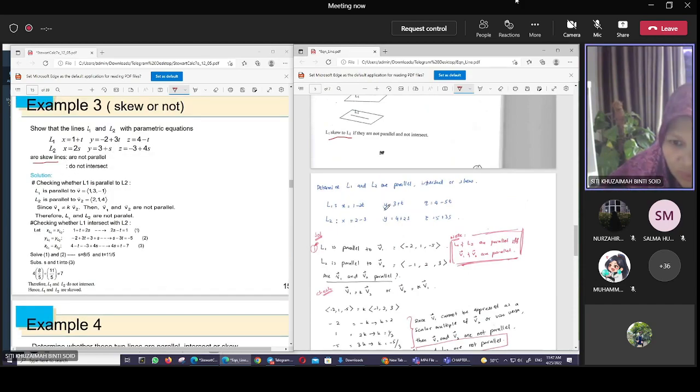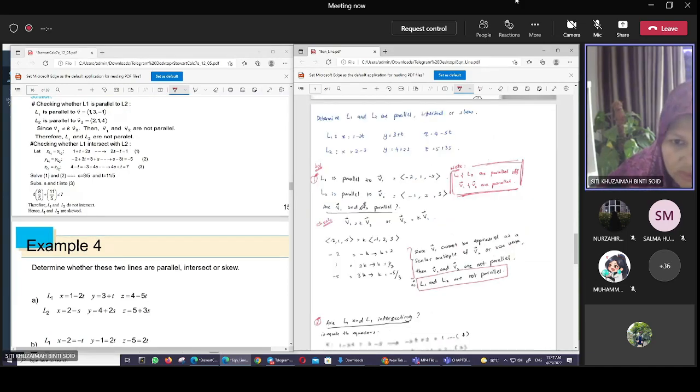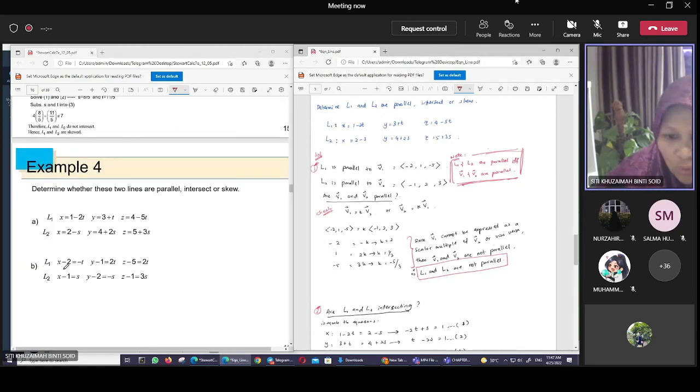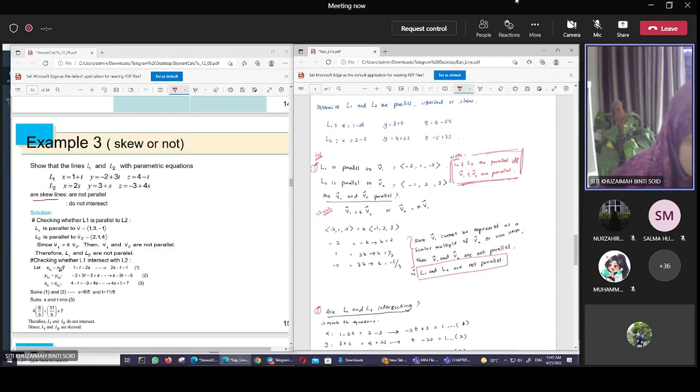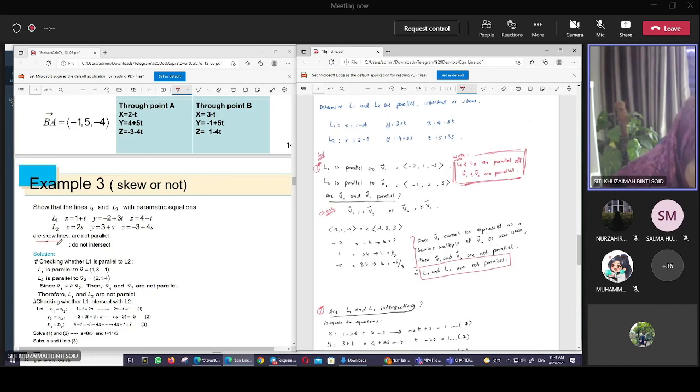Okay, these are different questions. This one, I wrote the solution for this example. So part B is for your homework, okay? Look at this example. Example 3: Show that the lines L1 and L2 with the parametric equations are skew.